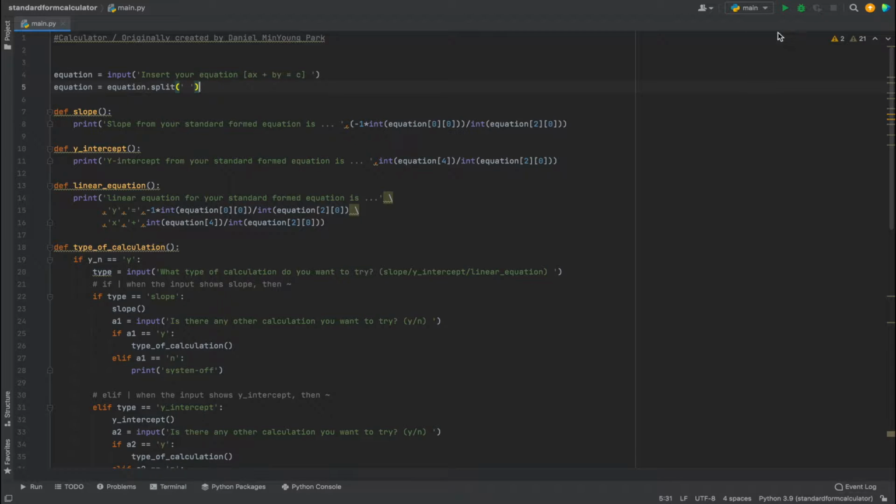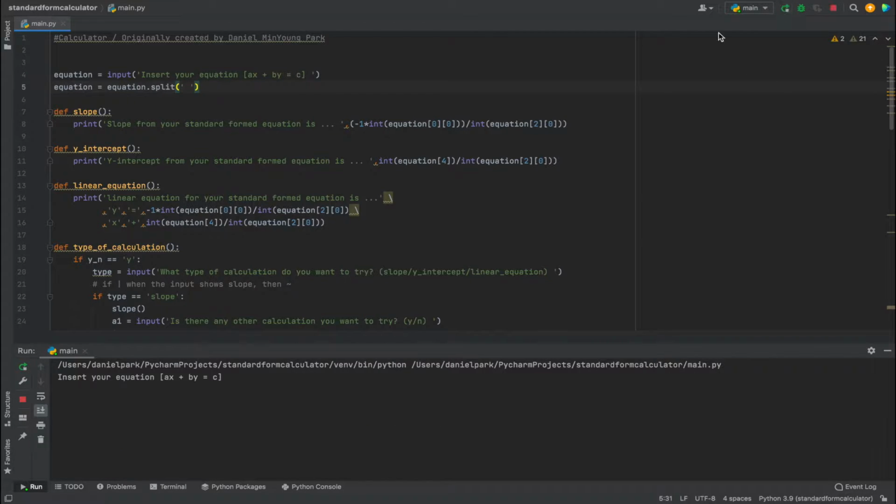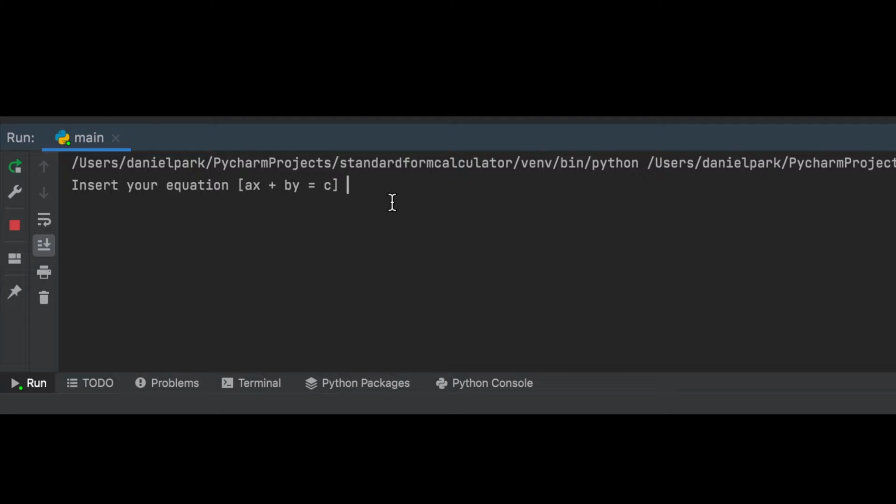So I'll run this code to show what I mean. First, it requires me to type the equation. For example, if I say that the equation I want is 3x plus 6y equals 3, which A is 3, B is 6, and lastly C is 3, then it's asking what output you want to receive, either slope, y-intercept, or linear equation.